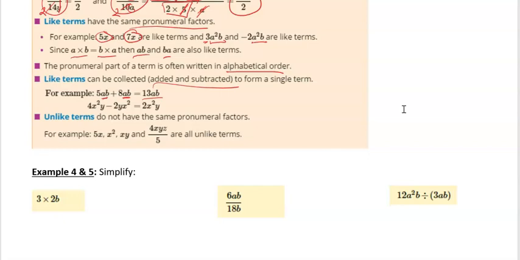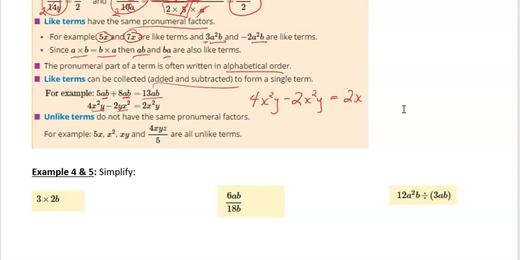And the one below, I've got a little trickster here. I've got 4x squared y minus 2yx squared. Well, in reality, that is 4 x squared y, we'll keep that order, minus 2, and we know that if we reverse them, y times x squared is the same as x squared times y.